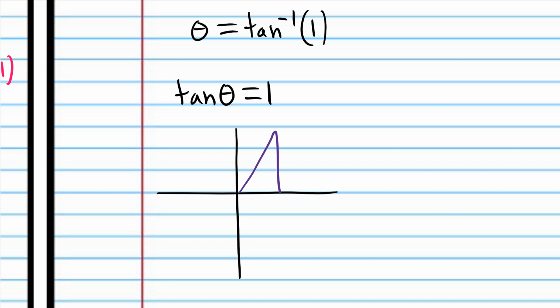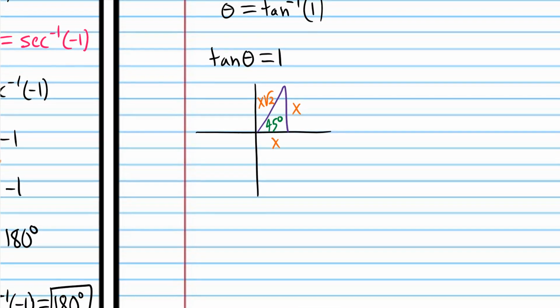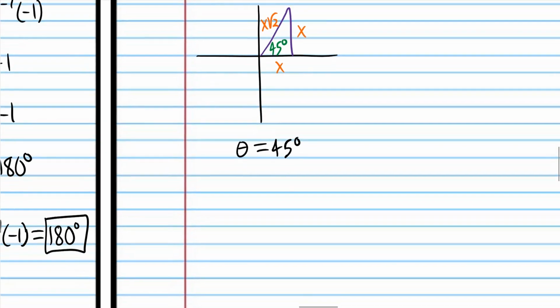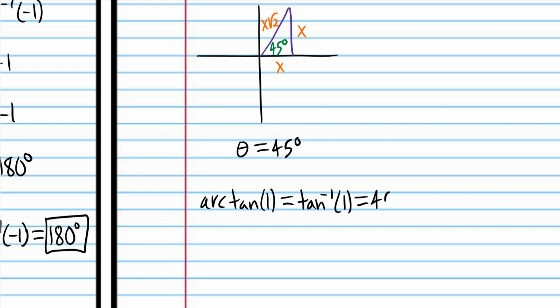You probably recognize the ratio. So we have x, x, and x root 2. So that must be a 45-degree angle. And that's actually going to be the answer. Theta is equal to exactly 45 degrees. So we found arc tangent 1. That's the same thing as tangent inverse 1, which we found is 45 degrees.